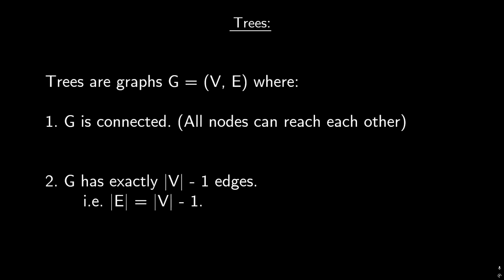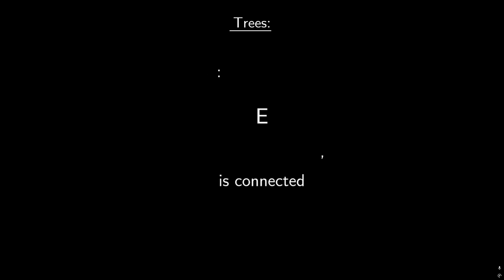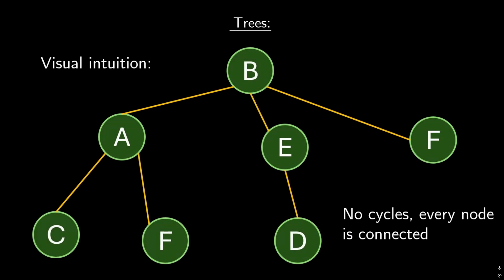Well, first of all, they're connected. So in other words, all nodes can reach each other. Okay, and it has exactly V minus 1 edges. In other words, the number of edges we have is exactly the number of nodes minus 1. Okay, so that was a lot of text. Let me show you what the visual intuition looks like. It basically looks like this.